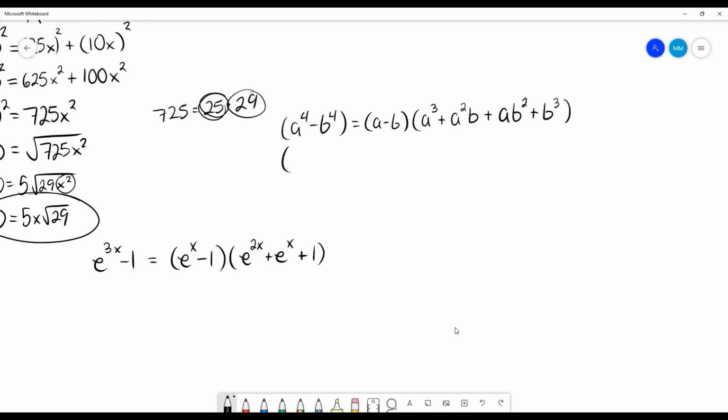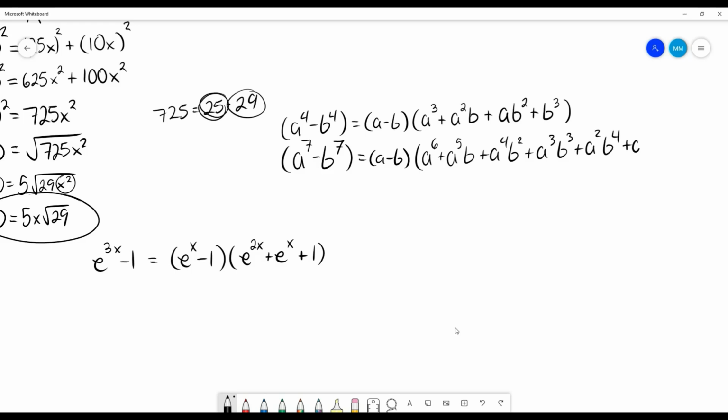And that works for anything. So if I did a to the 7th minus b to the 7th, it's going to be the same thing. It's going to be a minus b, and then it's going to be that same exact pattern. So it's going to be a to the 6th plus a to the 5th b plus a to the 4th b squared plus a to the 3rd b to the 3rd plus a to the 2nd b to the 4th, and so on until we get this.